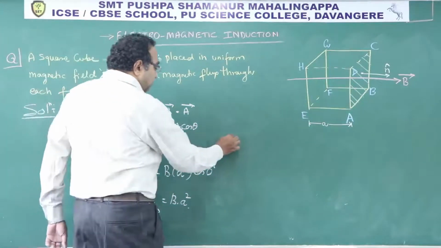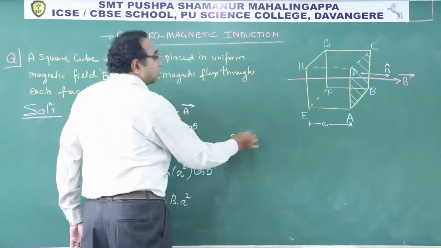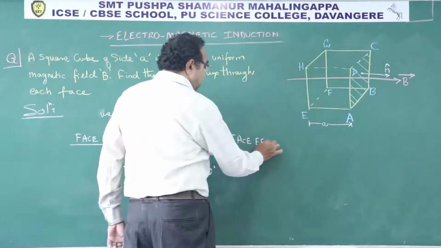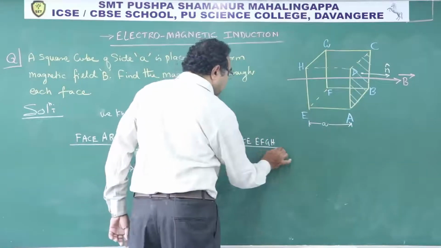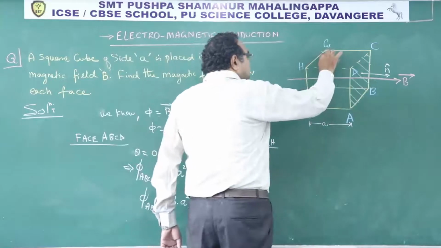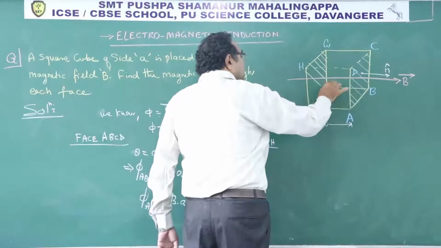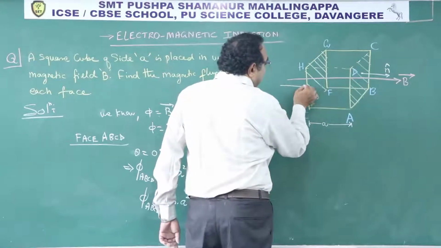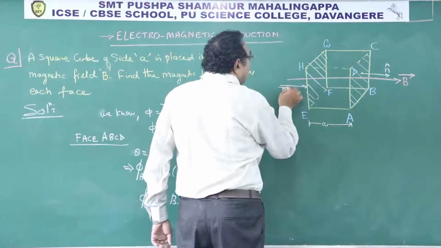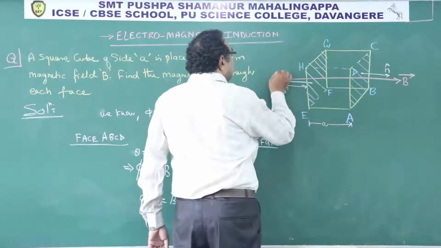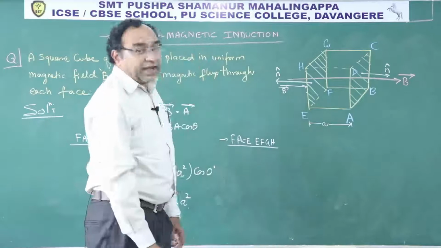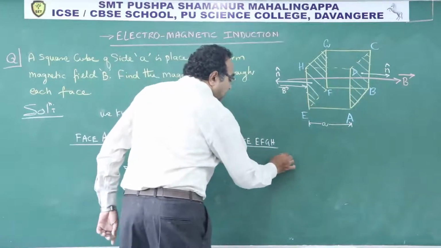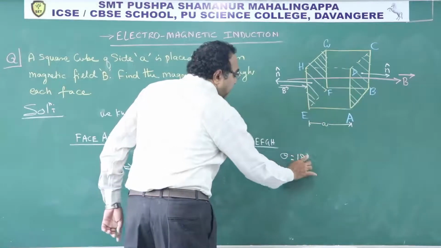Now let us take face EFGH, this face. Now observe here, this is the direction of B, correct? And the normal to the face is in this direction. So what is the angle between them? Correct, 180 degrees. So in this case, theta is 180 degrees.